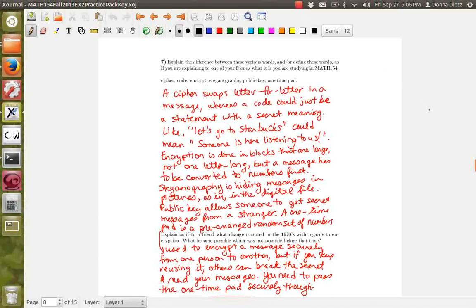Okay, this is question 7, practice exam 2, 154, fall 2013. It says explain the difference between the various words below, or define the words, or as if you're explaining to one of your friends what it is you're studying in Math 154. Of course I'm not going to sit here and write them on the screen. It's an essay type question.